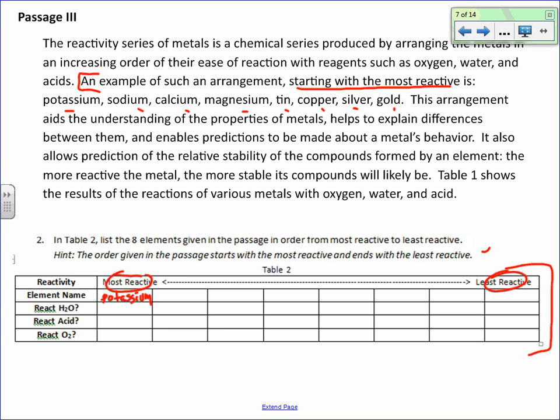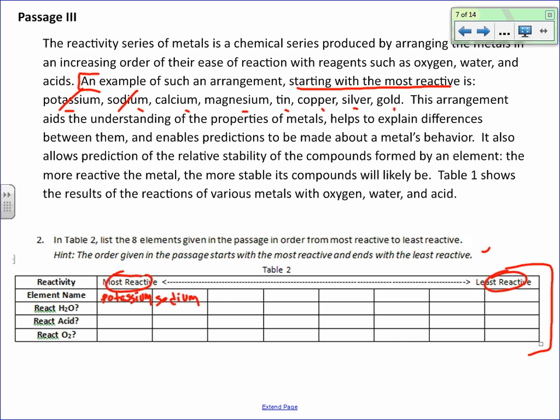All right. What's the next one on the list that would go next to it? Sodium. All right. We already had potassium, and now we're at sodium. So we'll fill in sodium next to it. All right, now you'll keep going through, and what you want to do right now is pause the video and finish filling in this table. It should only take you a few seconds.